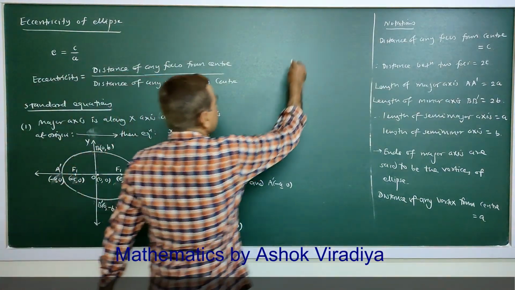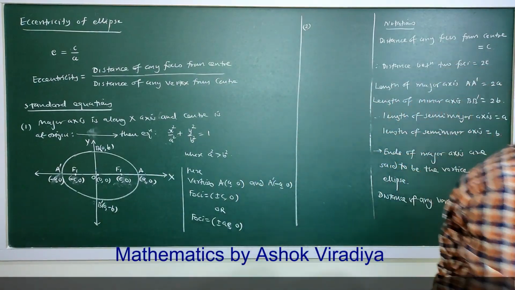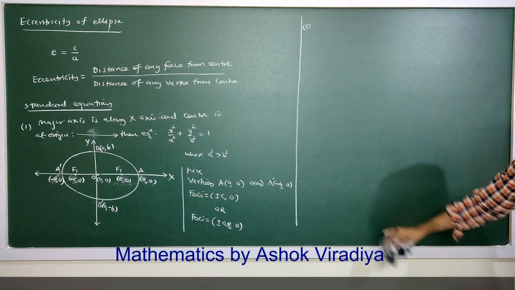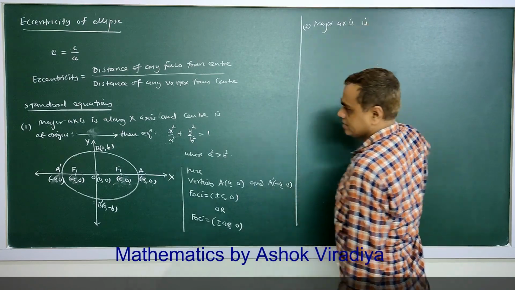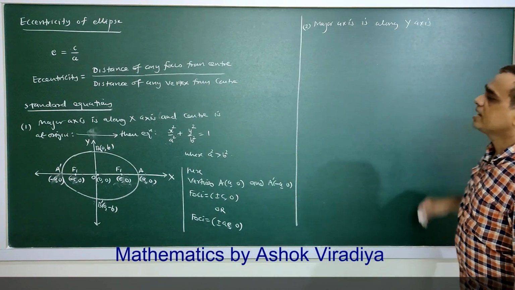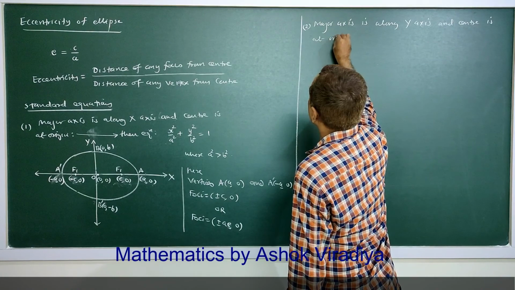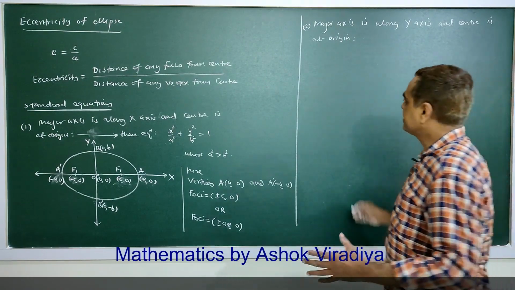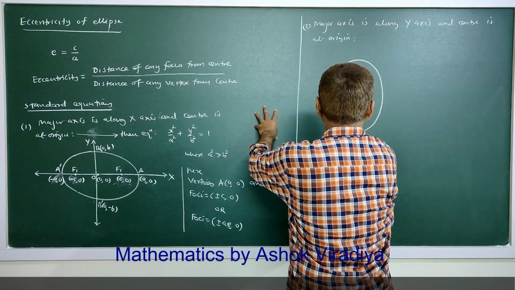Then the second equation, if the major axis is along y-axis. The second standard equation is, if the major axis is along y-axis and center is at origin, then this curve will be like this.